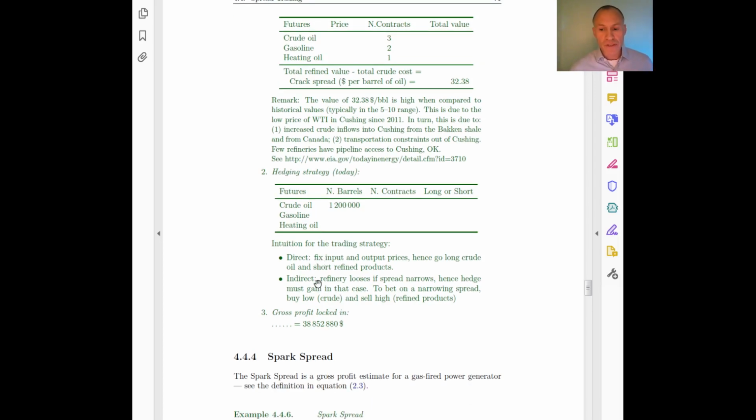The second, more indirect way, and to connect this to the spread trading rule that we have seen, is the following: the refinery sells the refined outputs and buys the oil, right? So the refinery will lose money if the difference between the output and the input decreases. Which means that what? It means that the hedging strategy must pay off in that case.